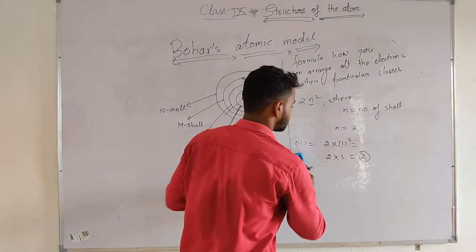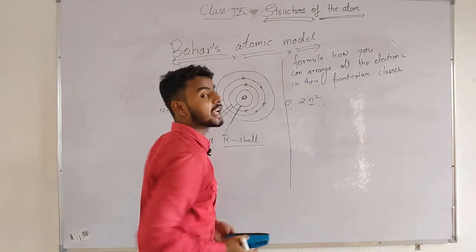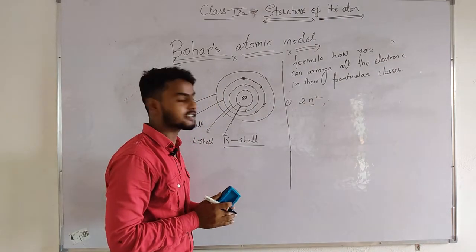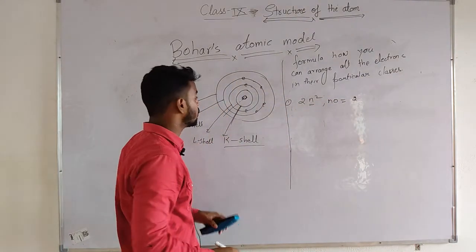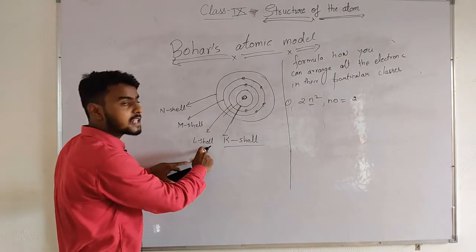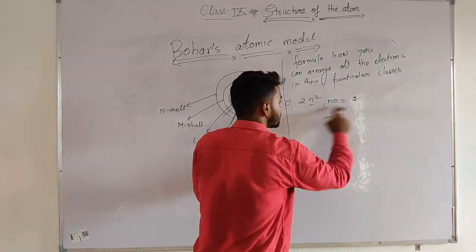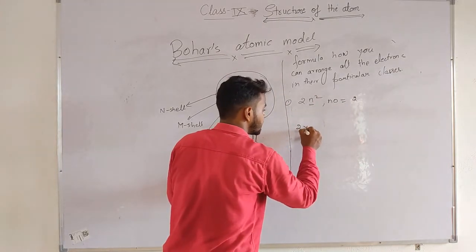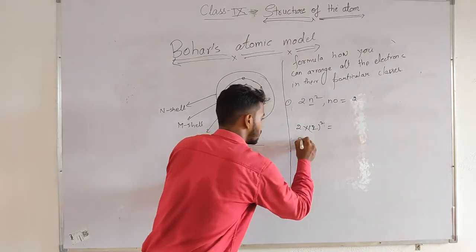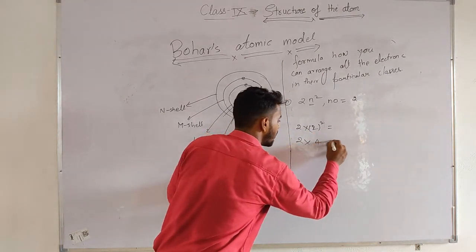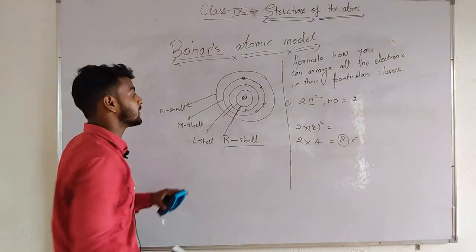Now we are going to find out how many electrons are filled in the second shell, where n is equal to 2. If we take 2, that means the L shell. Putting n equal to 2 in the formula, the square of 2 is 4, and 2 times 4 is 8. Then we know that 8 electrons are present in the second shell.